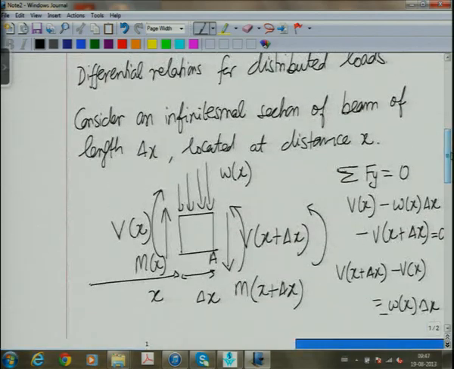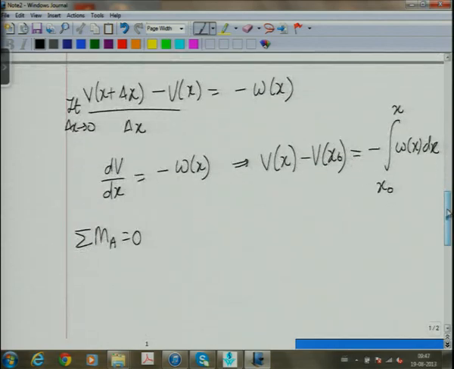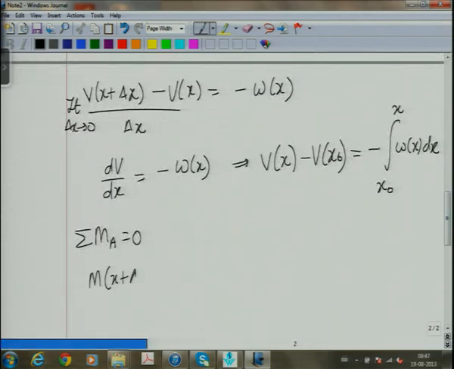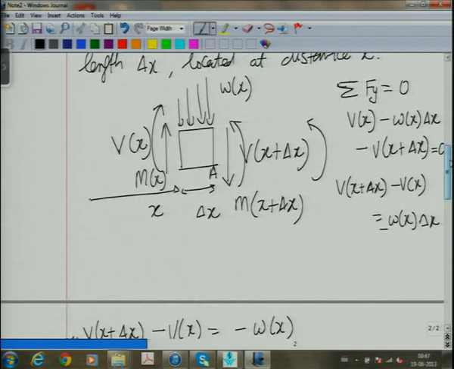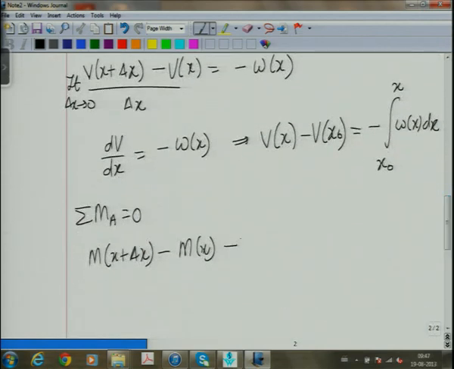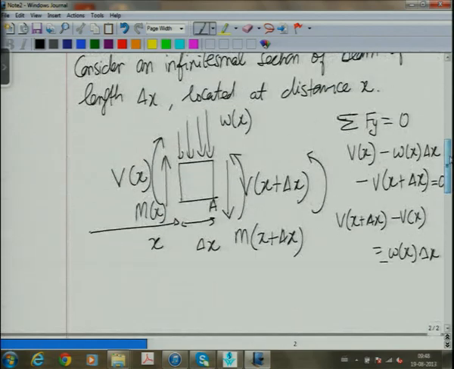Firstly the two moments will come as they are, M at x plus delta x minus M of x. These two terms come from the two moments. Now I am taking moments about A. What is the moment due to V of x? Minus V of x delta x. So the moment because of V of x will be minus V of x delta x. Should I put this equal to 0 or have I missed out something? Now I have missed out, there is a W of x also. I have to take the moments because of W of x.